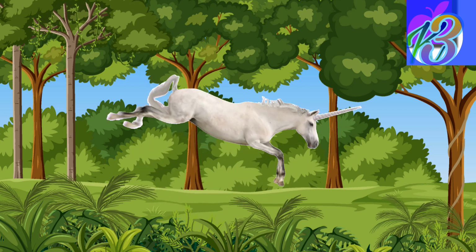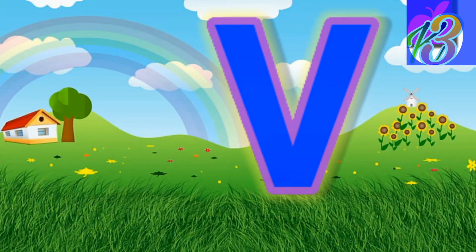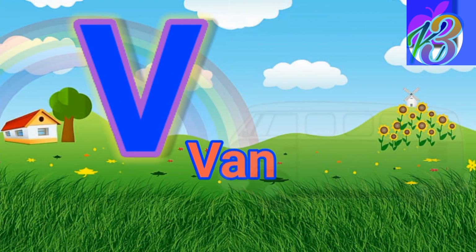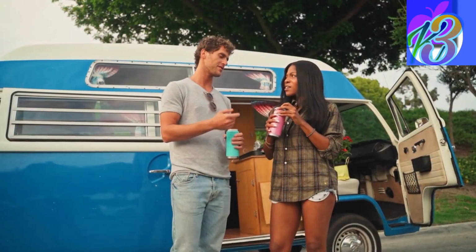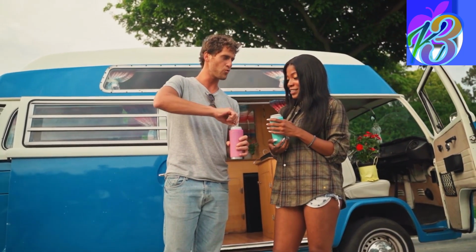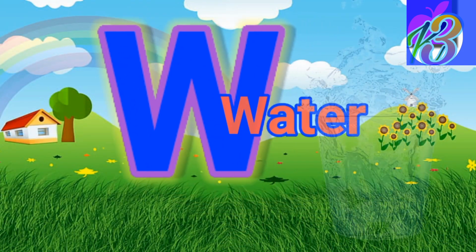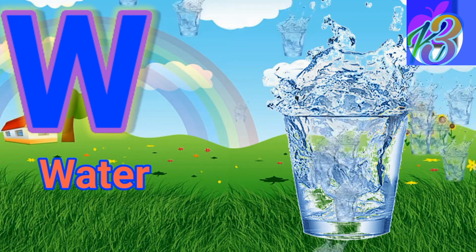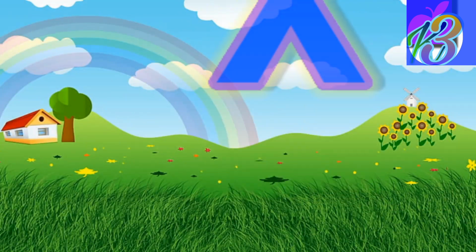Next time won't you sing with me? V. V for van. A, B, C, D, E, F, G, H, I, J, K, W for water. U, V, W, X, Y, and Z. Now I know my ABCs.